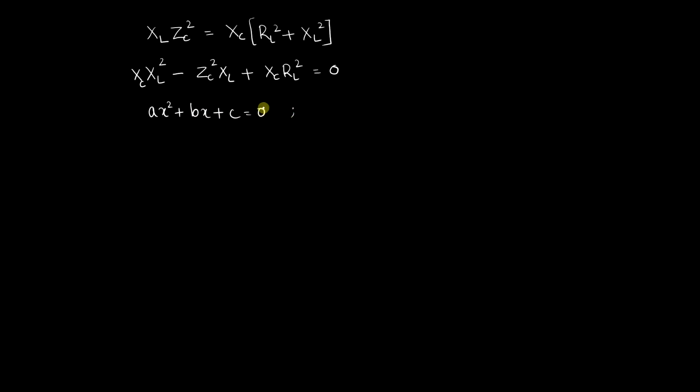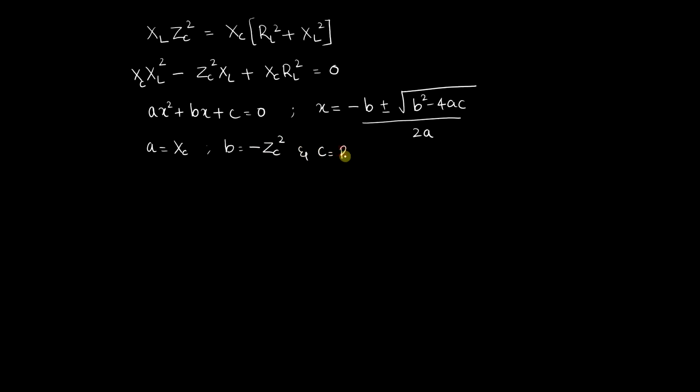And generally, to compute the value of this particular quadratic equation, we compute it as x to be equal to minus b plus or minus square root of b square minus 4ac divided by 2a. So in this case, the value of a is equal to XC, b is equal to minus ZC square, and c is equal to RL square into XC. Okay, that's because we want to compute the value of L, right? So we need to consider this term XL to be the term corresponding to X.